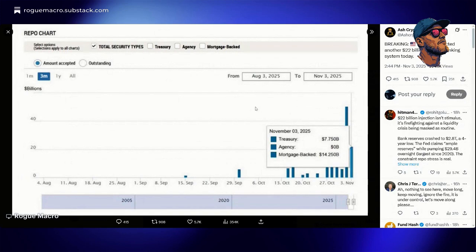I mean, we did go from, looked like about 50 billion overnight two nights ago, to, no, mortgage-backed securities, so this is over 20 billion. So from 50 down to 20 billion last night.